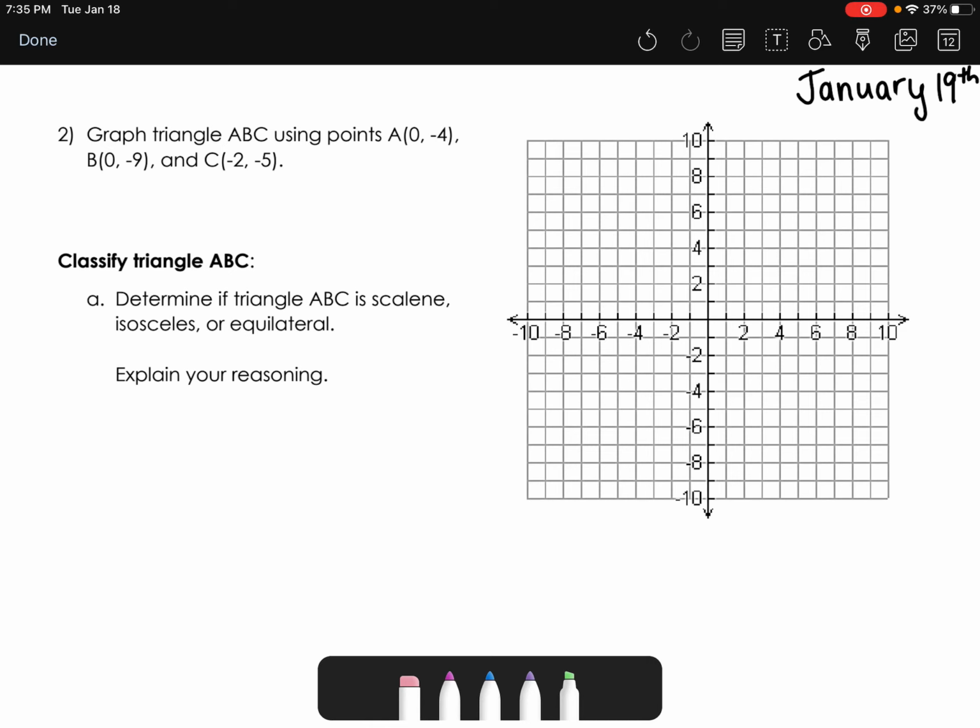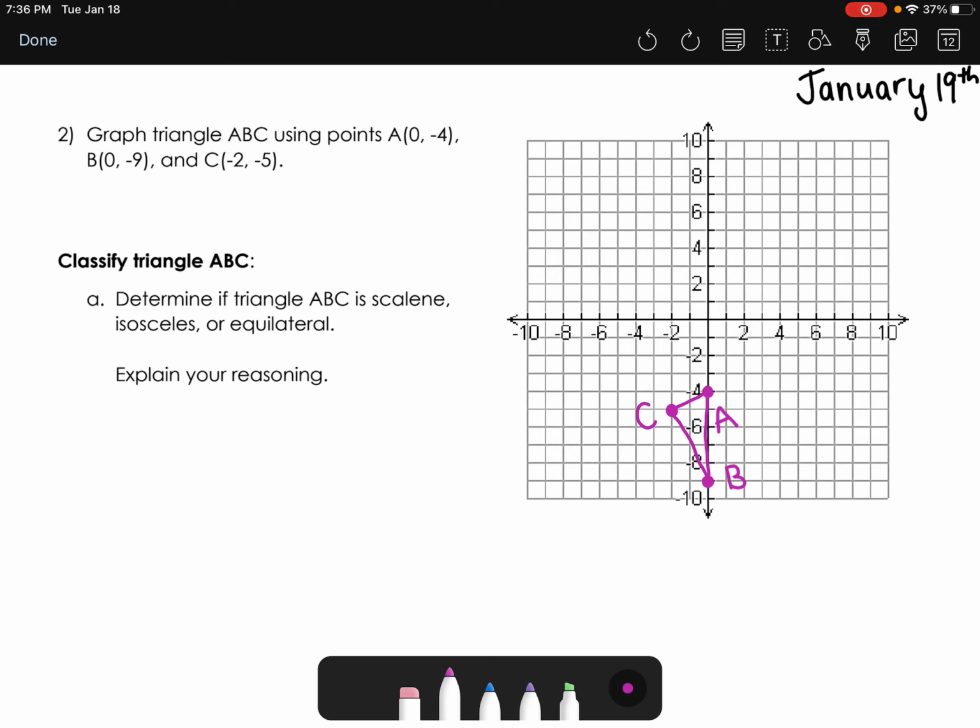It says graph triangle ABC using points A, 0, -4. So I'm going to start by graphing that right away. 0, -4. I'm going to label that point A. And then the next one is 0, -9. All right, so that's point B. That's down here. Point B. And then the next point is -2, -5. -2, -5. Oh boy, that's quite a small triangle, but that's okay. We can deal with it. We can handle it. So I'm going to connect all 3 sides. There's C, 1, 2, and 3.